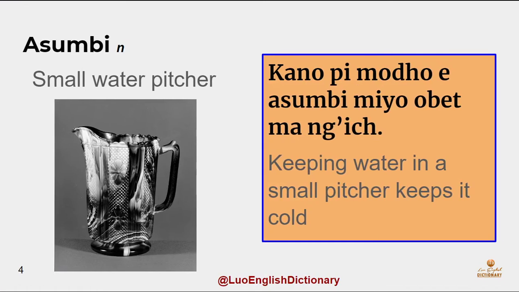The first word is Asumbi. Asumbi has many meanings, so we shall explore about 4 of them. Asumbi would be a small water pitcher, and in a sentence you can say, Kano pimodo e asumbi mio obet mang'ich. So keeping water in a small pitcher keeps it cold.